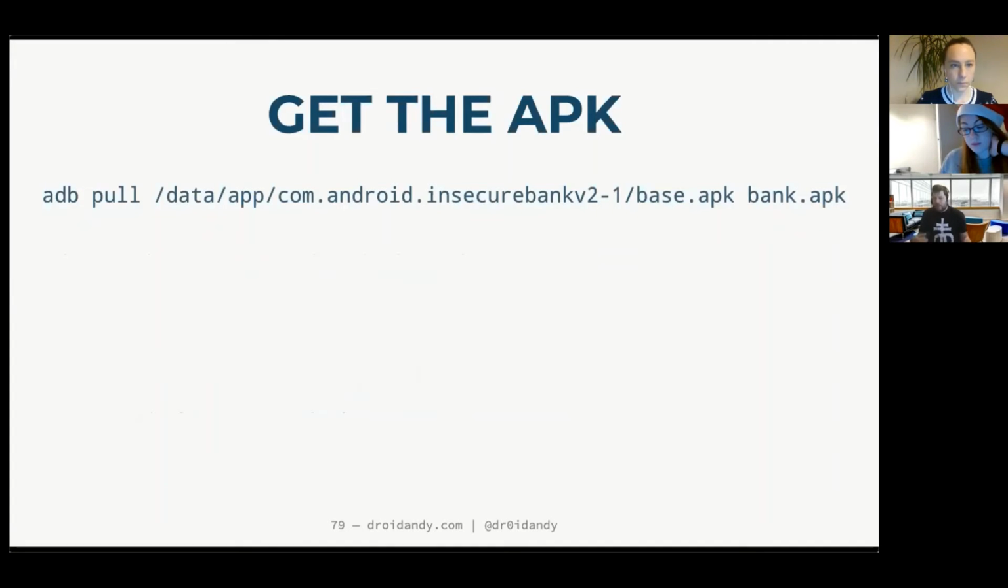ADB pull pulls data off the emulator and pulls it into whatever local directory we're running in at the moment. So if you issue the command ADB pull, we know that the base.apk is the location shown above. And we're going to just save it as bank.apk just because it's easier. So if you write all that down as one line: adb space pull /data/app/com.android.insecurebank-1/base.apk, there's a space there, bank.apk.